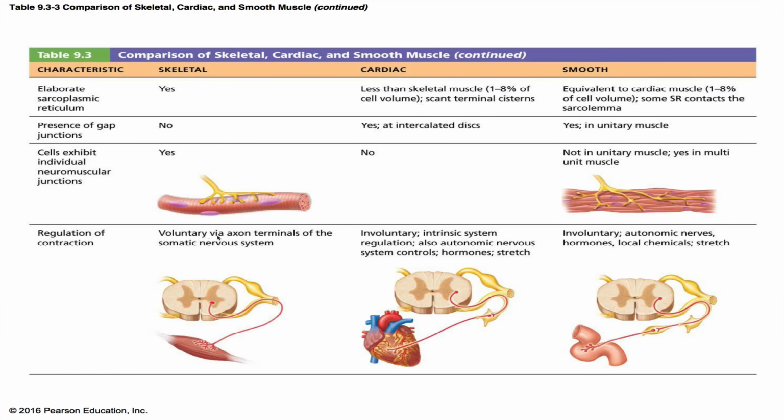Regulation of contraction. We know that in skeletal muscles, it's controlled by the voluntary axon terminals of your somatic nervous system. And in smooth muscle, it's involuntary by the autonomic nervous system, in addition to hormones, local chemicals, and stretch receptors. And in cardiac tissue, heart muscle, it's also involuntary. It has this intrinsic system that regulates it. Also, the autonomic nervous system is able to control it. Hormones also affect it, as well as stretch receptors.